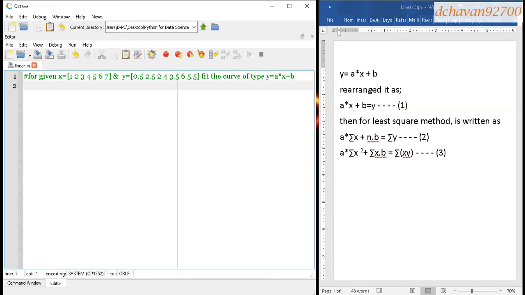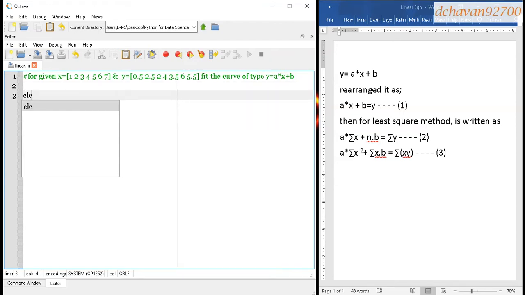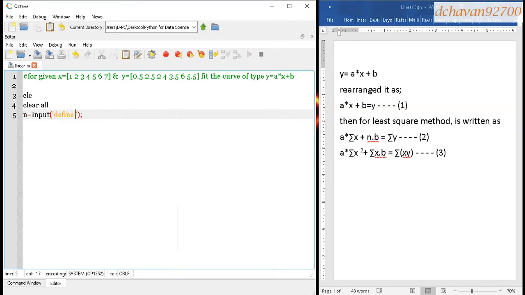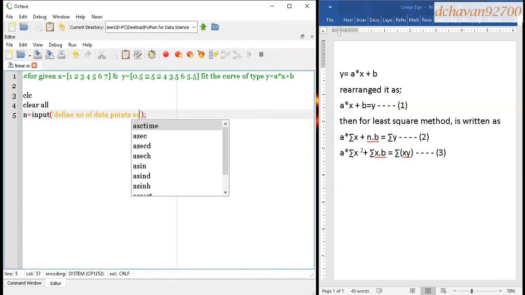Now we begin to write a program for it. We start with clc, then clear all, the basic commands that we run before starting the program. Now we need to define n as an input. So n is an input, in single inverted commas we write: define number of data points as n equals. This is just a message.